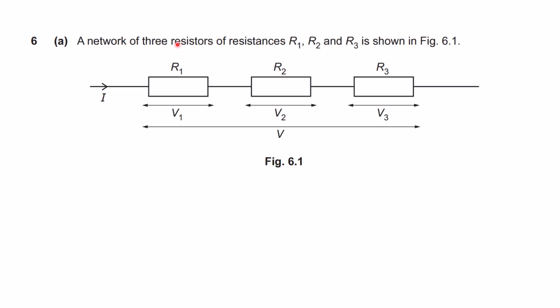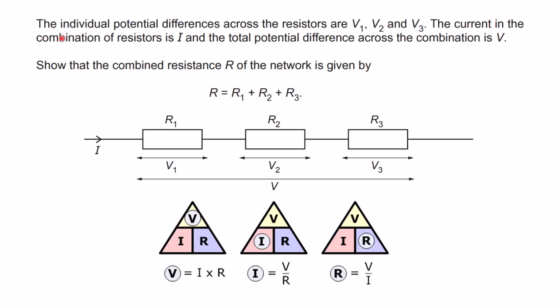Question 6. A network of three resistors of resistances R1, R2, and R3 is shown here in this picture. The individual potential differences across the resistors are V1, V2, and V3. The current in the combination of the resistors is I, and the total potential difference across the combination is V. Show that the combined resistance R of the network is given by R equals R1 plus R2 plus R3.